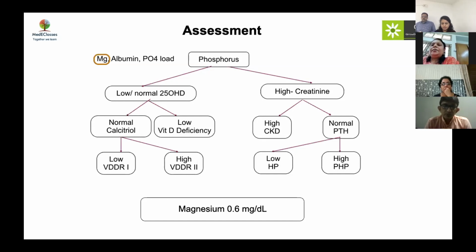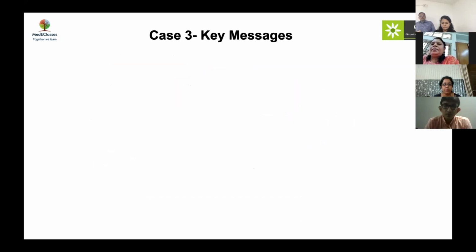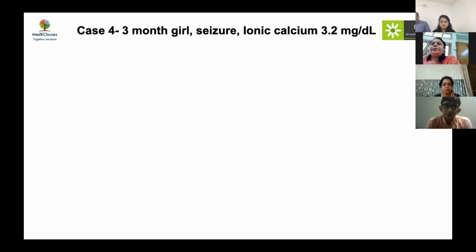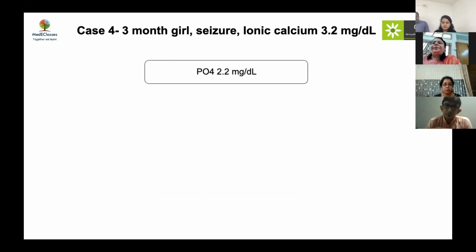So in this case, magnesium turned out to be low. So definitely we should treat hypomagnesemia by giving IM magnesium sulfate injection and later on by supplementing with oral magnesium. So the key message again: in case of refractory hypocalcemic seizure, we should think of magnesium before thinking of anything else.